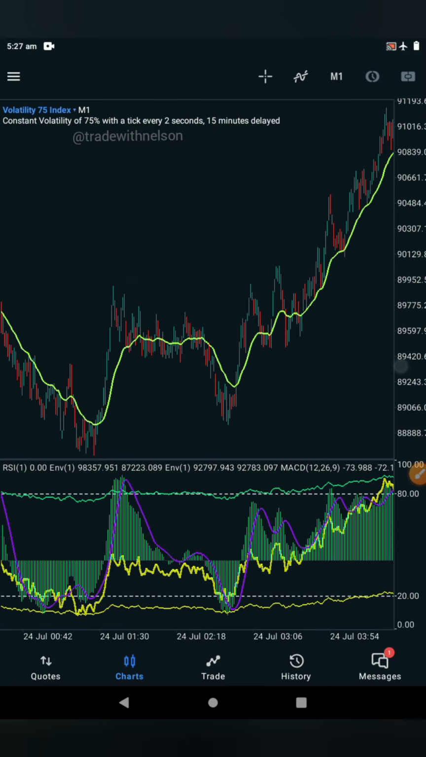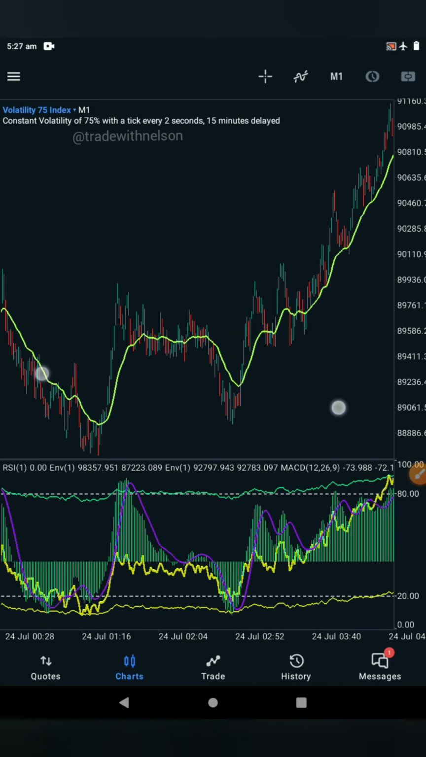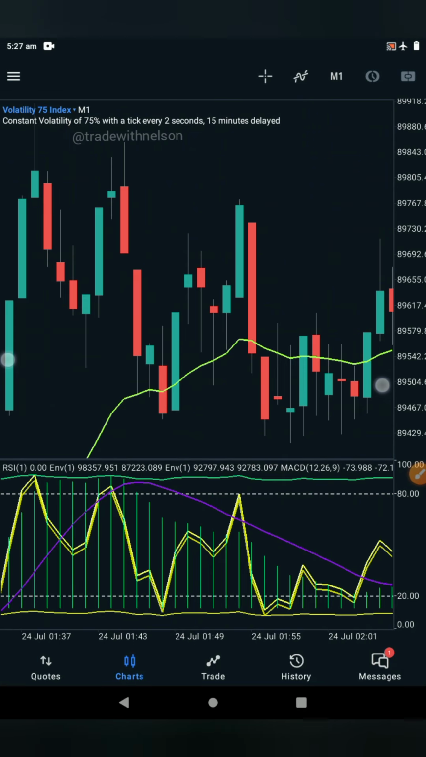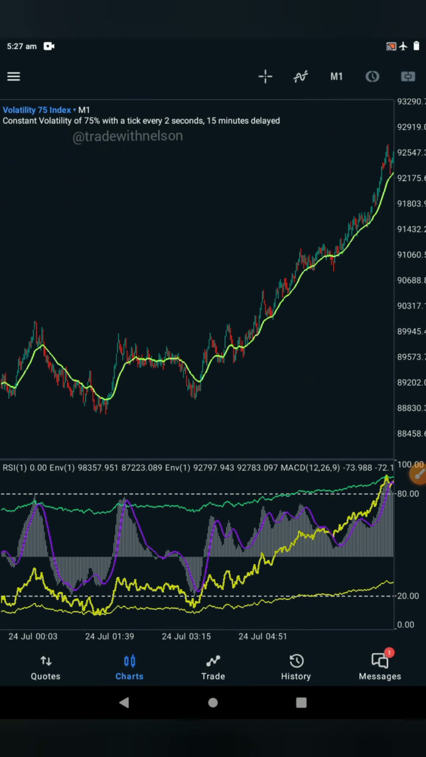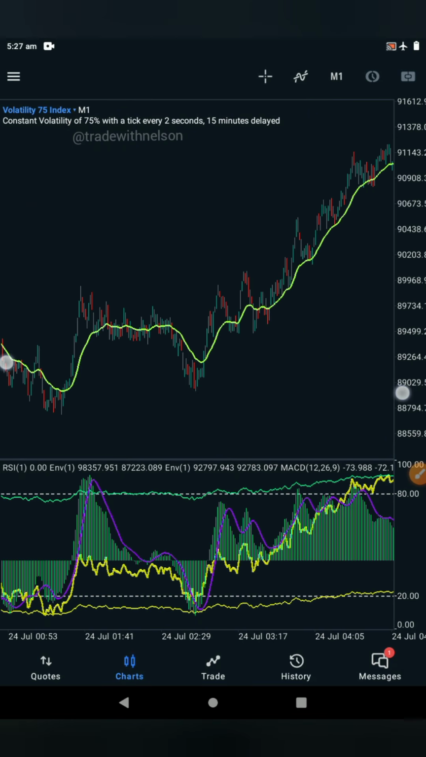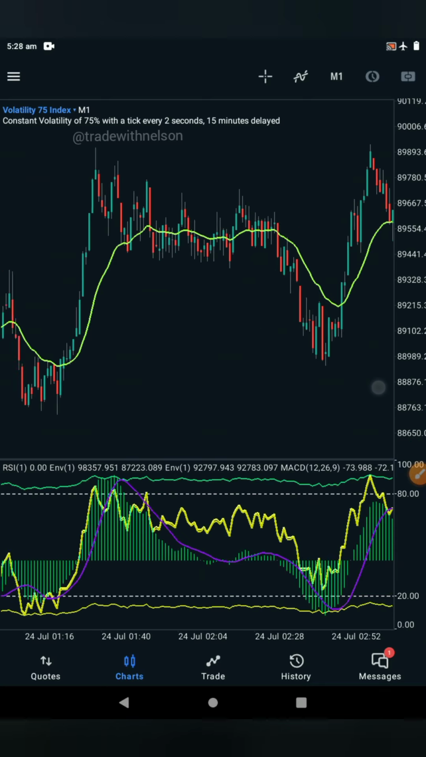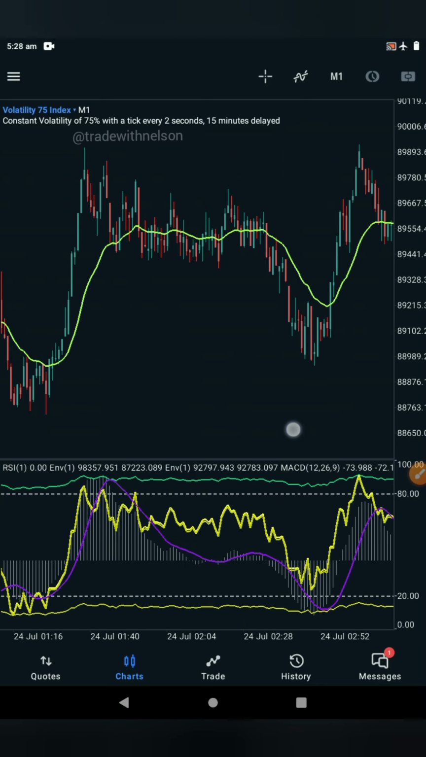If you follow my settings correctly, your chart will look exactly like what you see over here. For the zoom level, let's say this is the default zoom. You want to zoom in 2 times. 1, 2. So this is the best zoom level for this strategy.